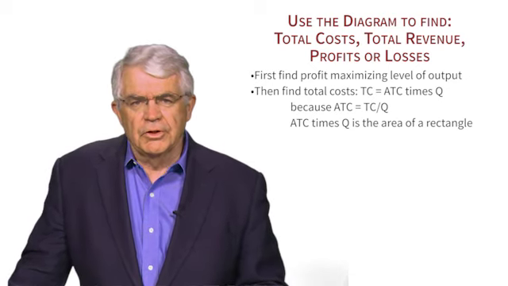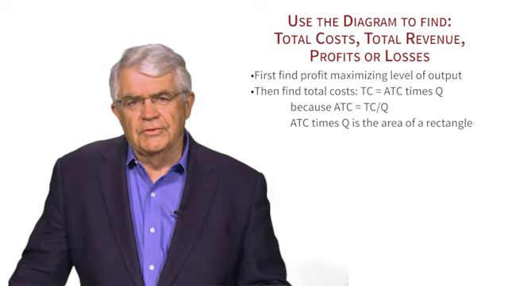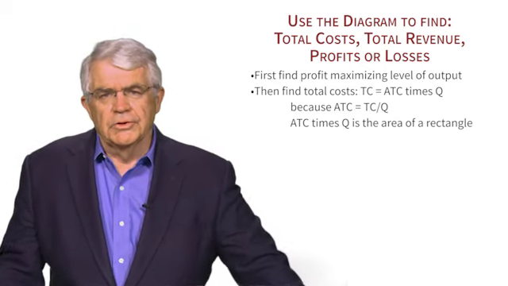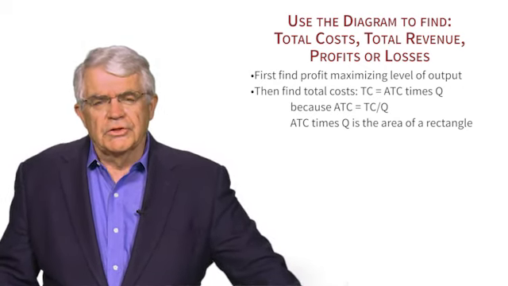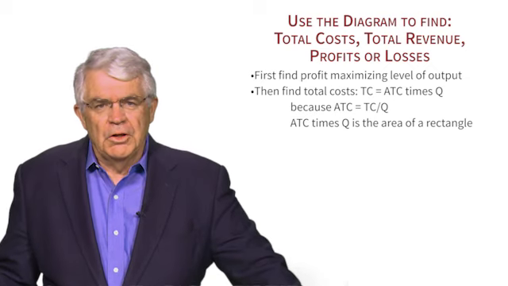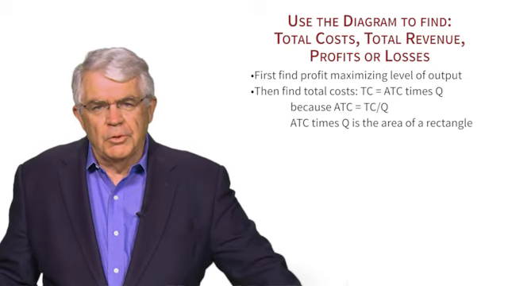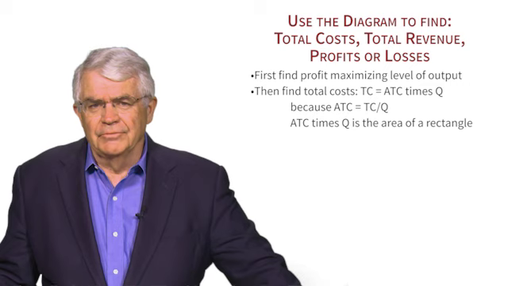That gives total cost, of course, because average total cost is defined as total cost divided by quantity. So you multiply average total cost times the quantity and you get total cost. We're going to show that average total cost times quantity is the area of a rectangle in that diagram.